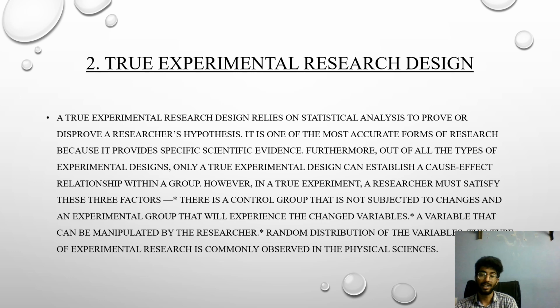There is a control group that is not subjected to change, and an experimental group that will experience the change variable. The variables can be manipulated by the researcher. The random distribution of the variable in experimental research is commonly observed in physical sciences.